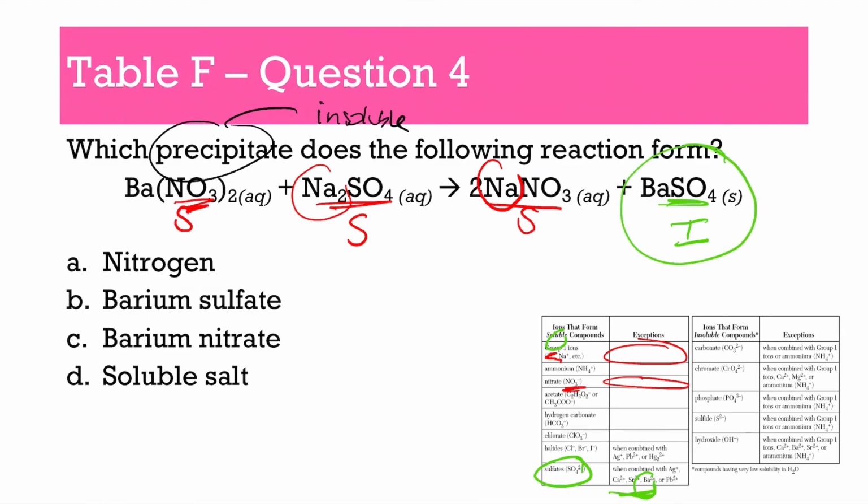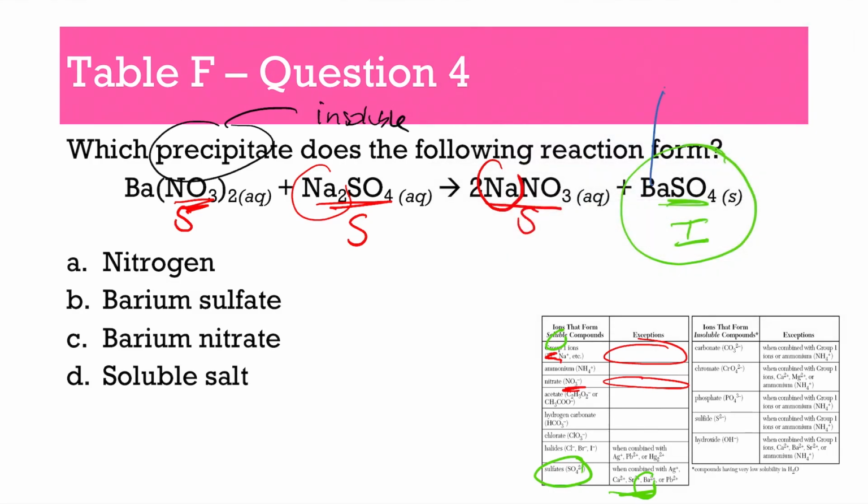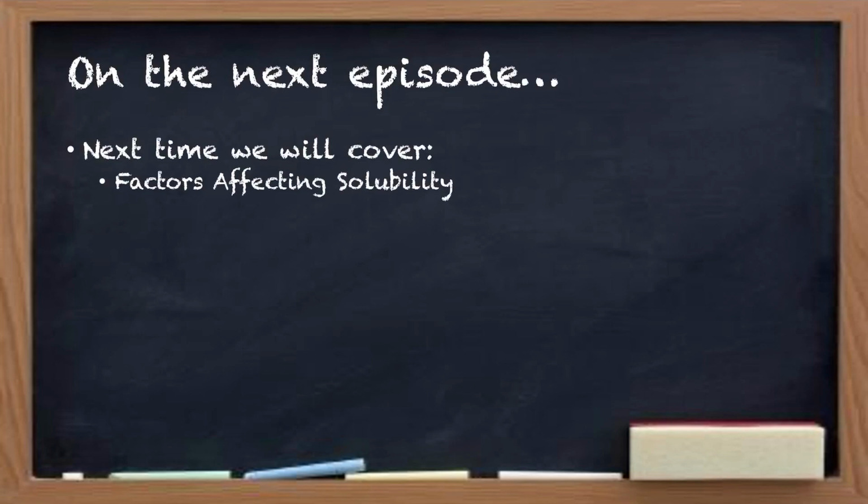So now we're looking for the name of this. And so Ba is barium. So we're looking for something that says barium, and then SO4, according to that, is sulfate. So barium sulfate is going to be your answer. And that's it. Again, it's just practice with this table.